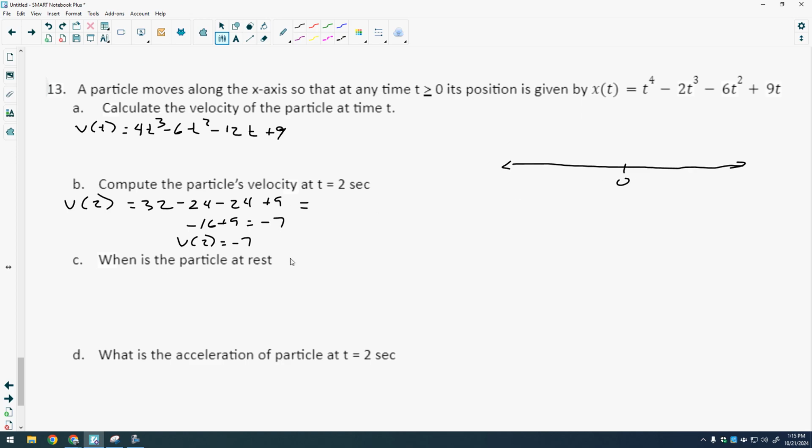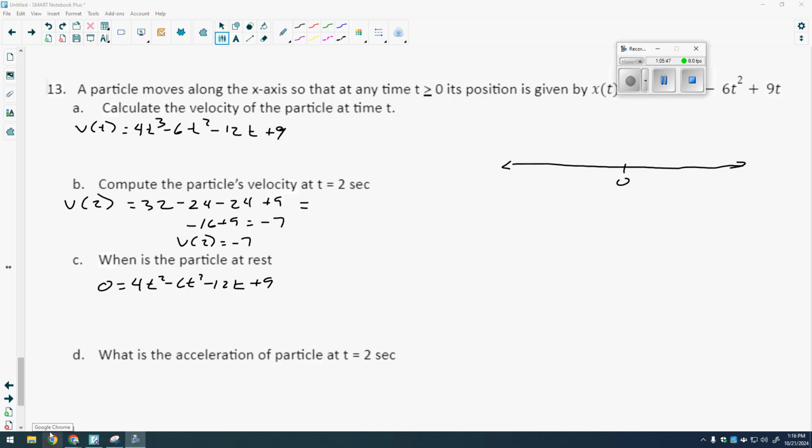Okay, when is a particle at rest? When my velocity is equal to 0. So you grab your calculator, you type in this thing, solve it, and find out when that thing is equal to 0. Not trusting my answer key, I'm going to grab my calculator and let's do it together.